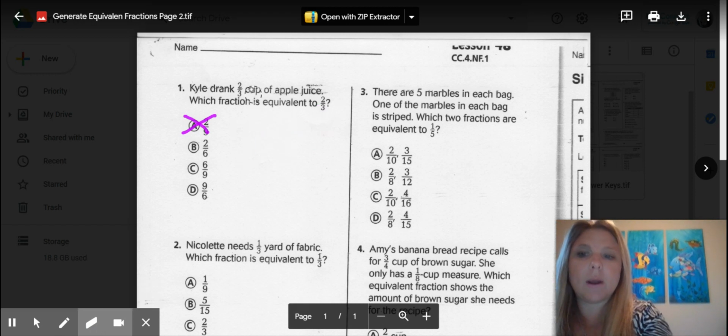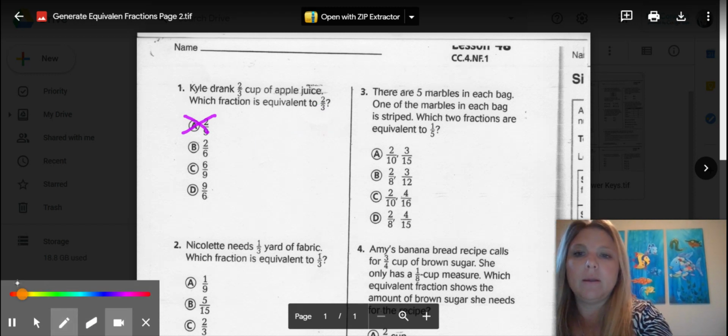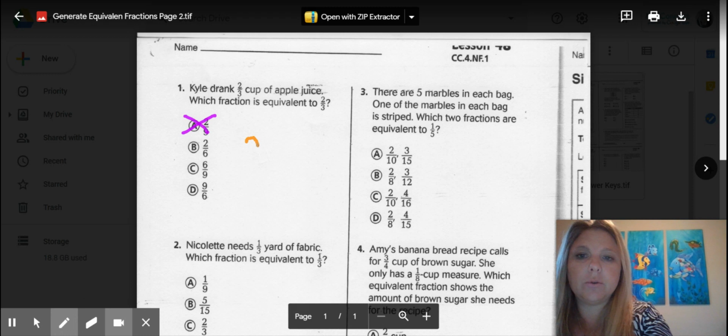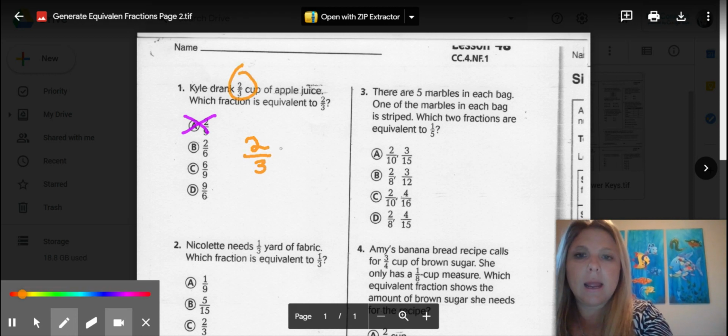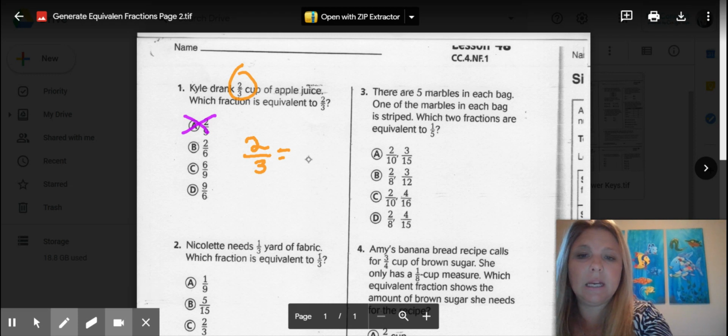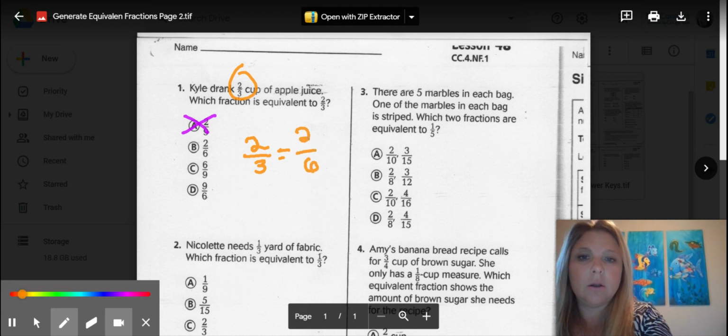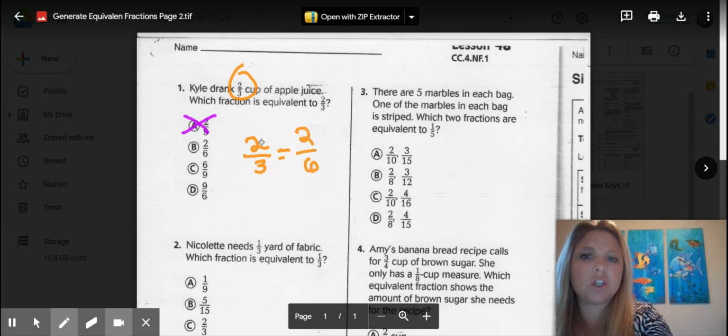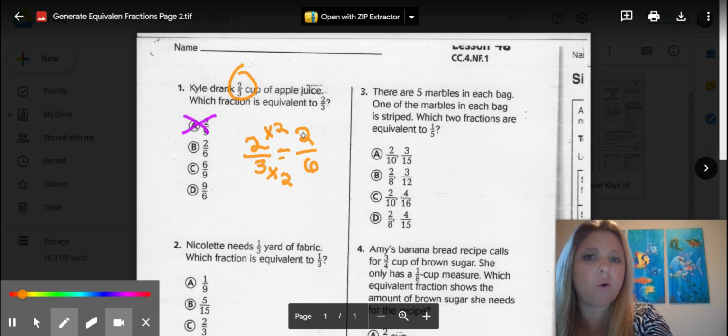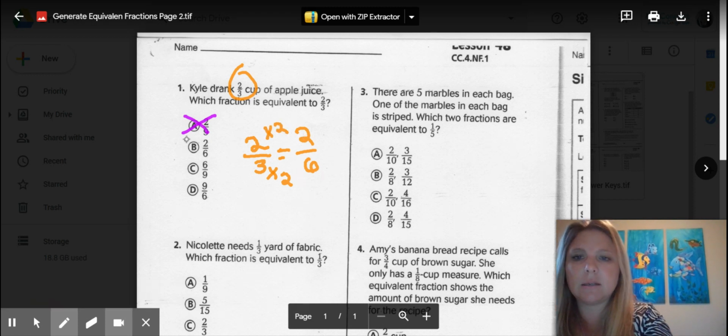So then I'm going to go ahead and go to the next one. The next one, again, I have 2/6. So I have a 2/3, which is the answer up here, and I'm going to see if it's equivalent, equal to 2/6. Once again, I have the same situation. Look, they have the 2 on the top. The same thing. 3 times what equals 6? 3 times 2. Well, does 2 times 2 equal 4? It sure doesn't. So I know it isn't B.